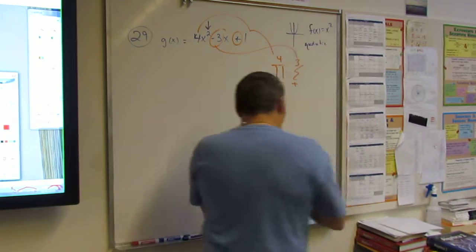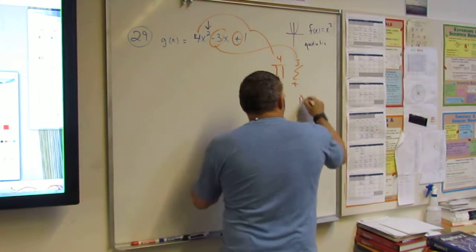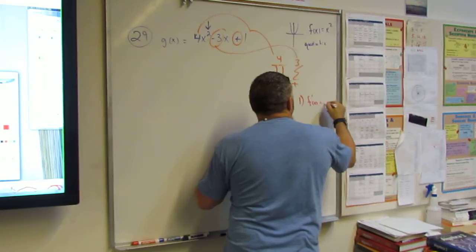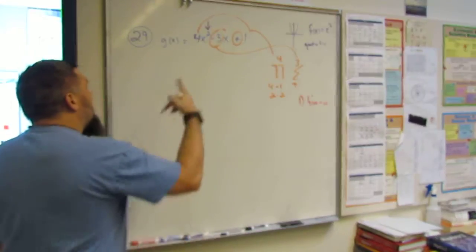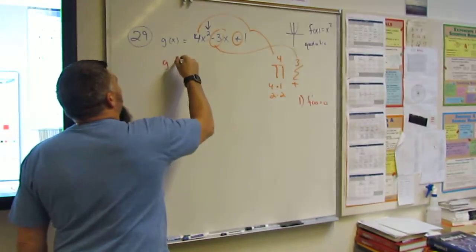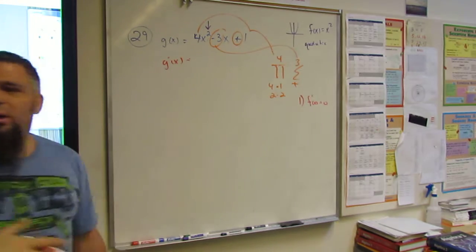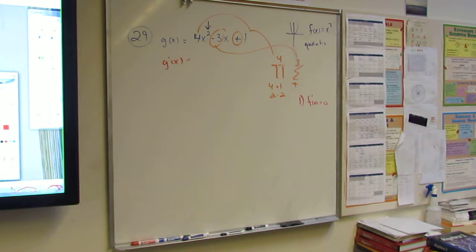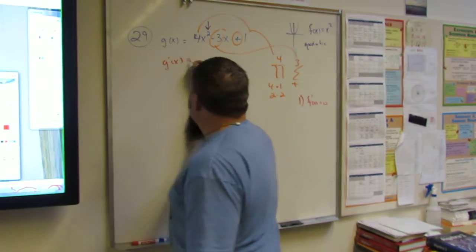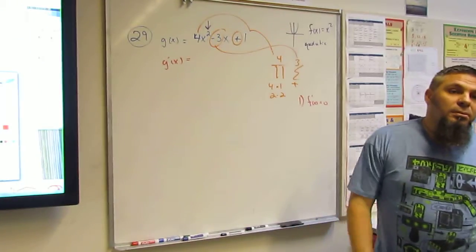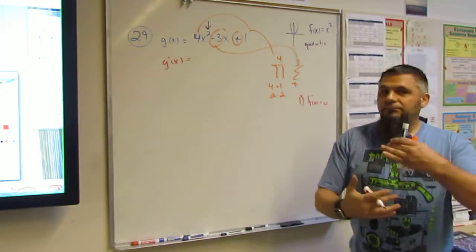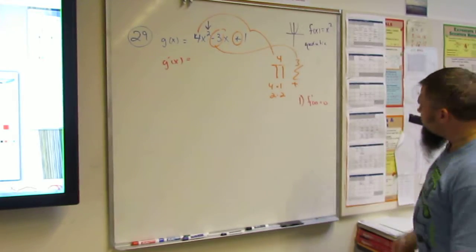Okay? Remember, 4-step method. First step was f prime of x equals 0, right? So, in this case, it's g prime of x. So what does g prime of x equal? Matthew. What does g prime of x equal? Guys, come on.